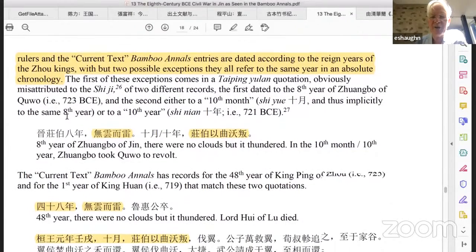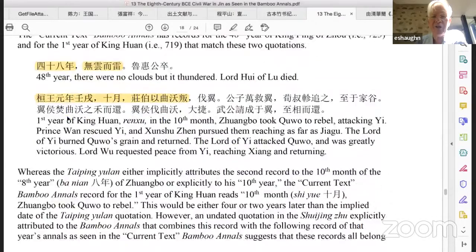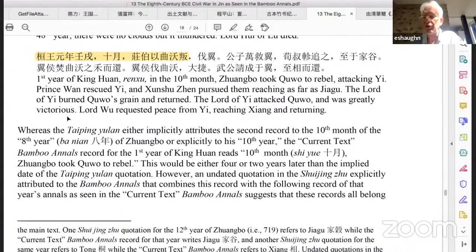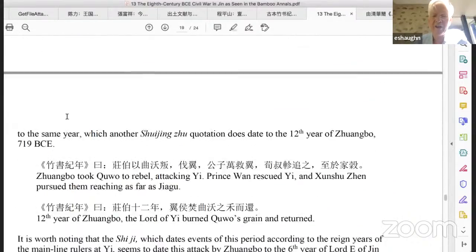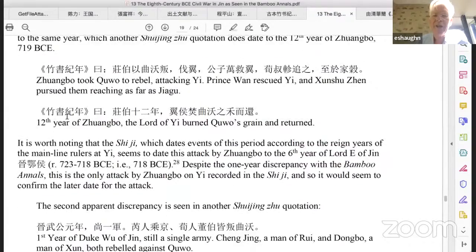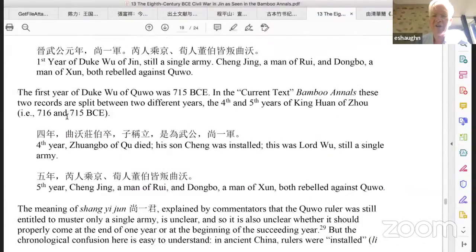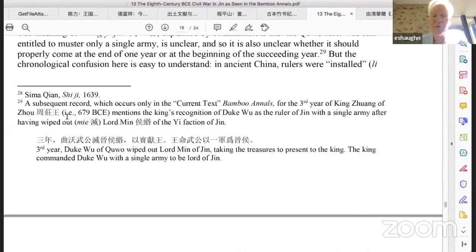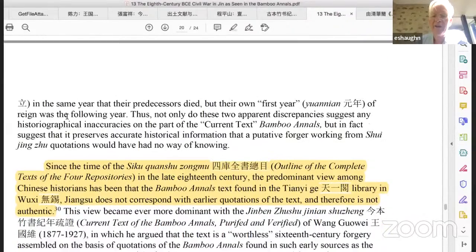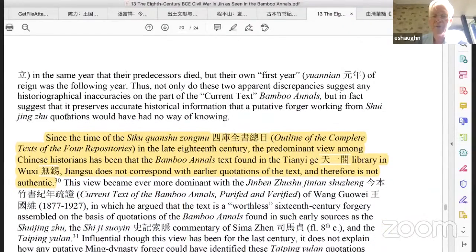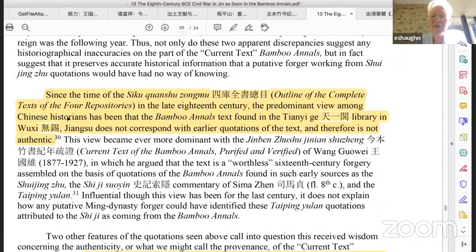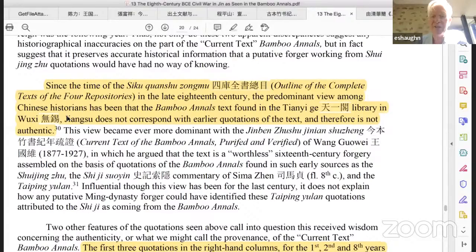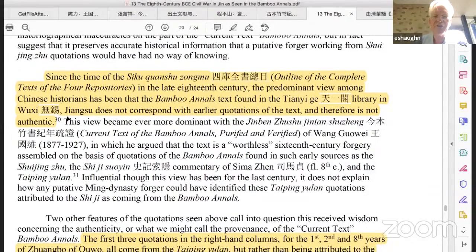And here I talk about a couple of exceptions and show that the exceptions are because the quotations have slight mistakes in them. And that in fact, the Jinben Zhushu Jinian is a better historical reference than the quotation. So the Guben Zhushu Jinian is not as accurate as the Jinben Zhushu Jinian when there are differences such as those.